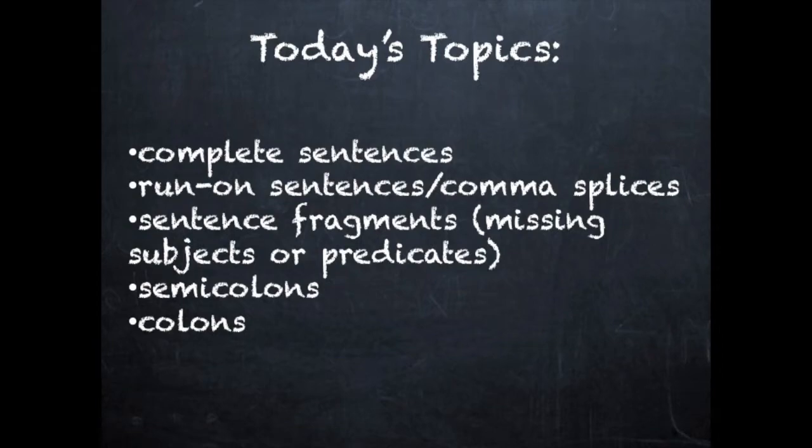Alright, so this is mini grammar lesson number 1. I'm going to call it Sentence Basics, and on this one we're going to cover things like what makes a complete sentence, what makes something a run-on sentence or a comma splice, and what a sentence fragment is, like if you're missing a subject or a predicate. We're going to talk about semicolons and colons, and so you do need to make sure you've done this one before you proceed to other ones, just so you make sure you got the basic ideas that will help you understand the other concepts in later videos.